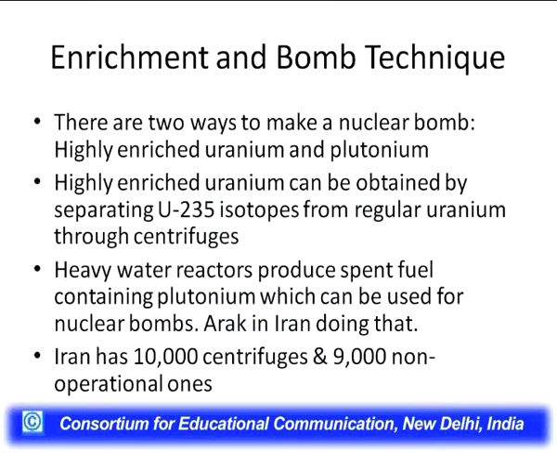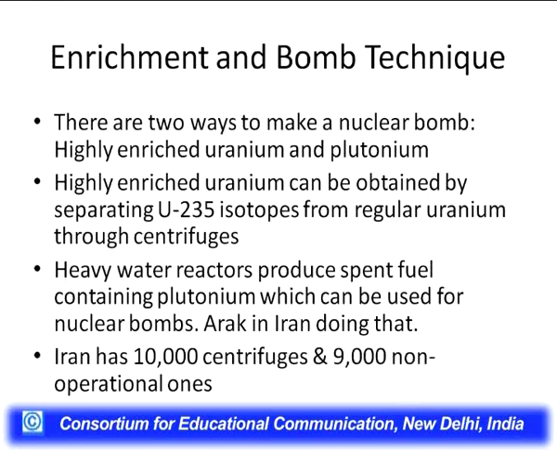And just briefly, there are two ways to make a nuclear bomb. One is that you need enriched uranium, or you need plutonium. Highly enriched uranium can be obtained by separating U-235 isotopes from the regular uranium through centrifuges. In regular uranium, the U-235 isotope is very low in quantity, just 1% or something like that. So they have to be acquired through this process of centrifuges.